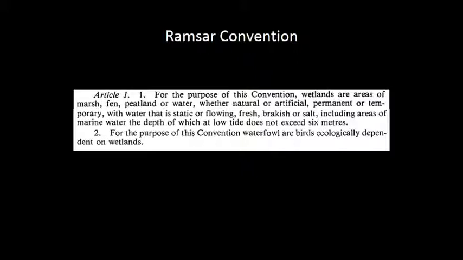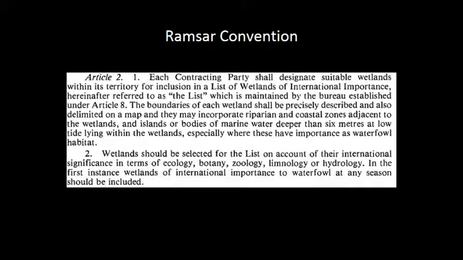Some definitions. For the purposes of this convention, wetlands are areas of marsh, fen, peatland or water, etc. So definitions. Article 2. Each contracting party shall designate suitable wetlands within its territory for inclusion in a list of wetlands of international importance, hereinafter referred to as a list, which is maintained by the Bureau established under Article 8, etc. And they'll be selected on the basis of this.